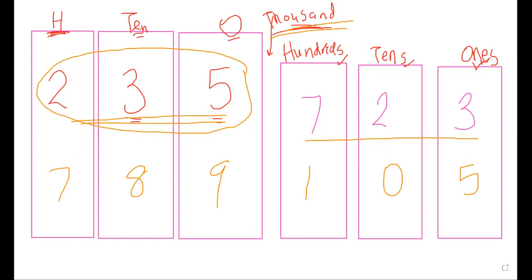Now let's ask a few of you, okay? Let's start. I've been talking so much. Let's ask Sai Darshan. Sai Darshan, unmute your mic and tell me how will you read this whole number? 789,105. Very good. Very well done.